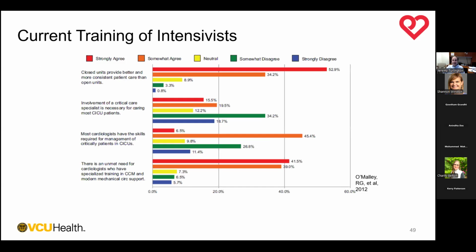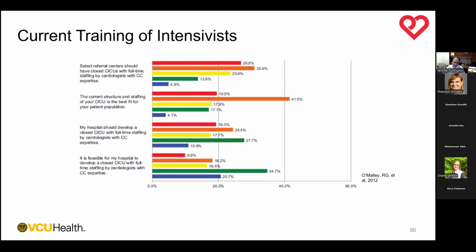And what we came to find was 87%, so these top two, agree somewhat or strongly agree that the closed ICU was better for patient care. However, only 50 or so percent felt that, and these were mainly cardiologists, an intensivist was needed to care for the patients. And they felt that the cardiologist had appropriate skills to care for patients in the CICU. But oddly enough, 80% said we still need more training in critical care for cardiologists. And 58% of them said that they think select CICUs should have a critical care trained cardiologist. So look at this, this was in 2012.